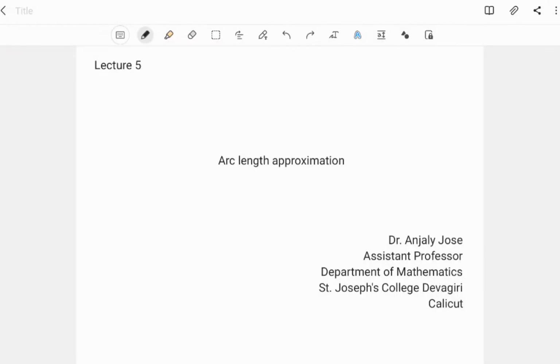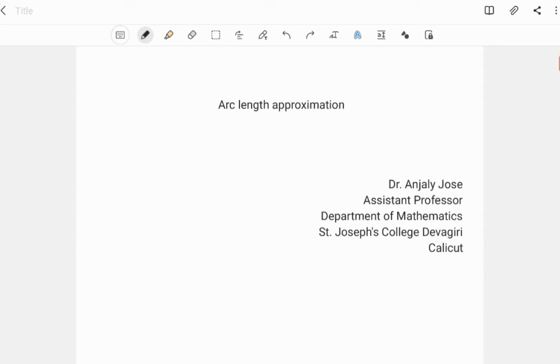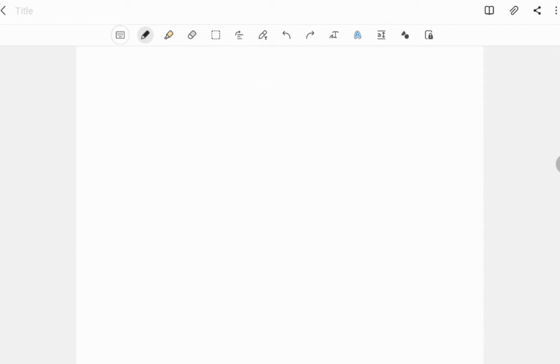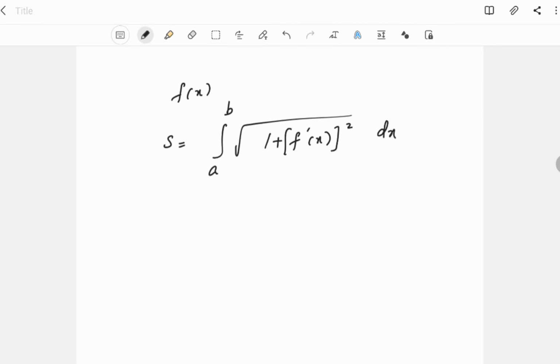This is a continuation of our lecture series on application of integrals, and today we are discussing arc length approximation using differentials. We know that the arc length of the graph of a smooth function f of x is given by the integral from a to b of the square root of 1 plus f dash of x the whole square dx. Here x varies from a to b.